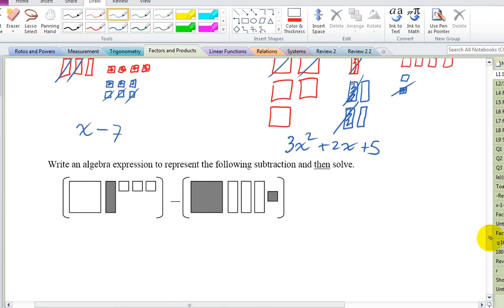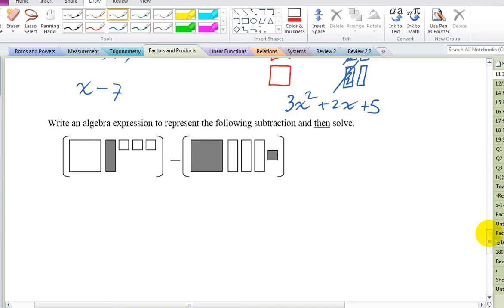All right. So let's have a look at this. Here's the algebra expression. I want you to write it now with the algebra. So go from this to this. Okay. So go ahead and do that. Okay. So we're just about there.